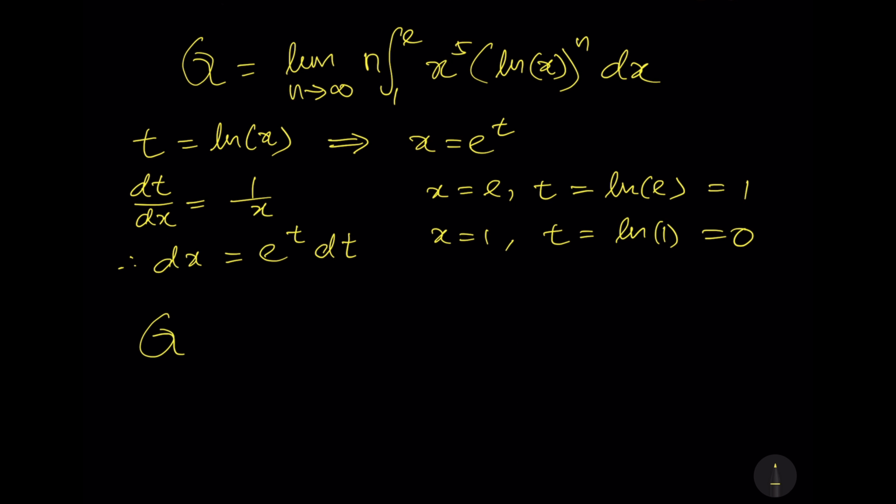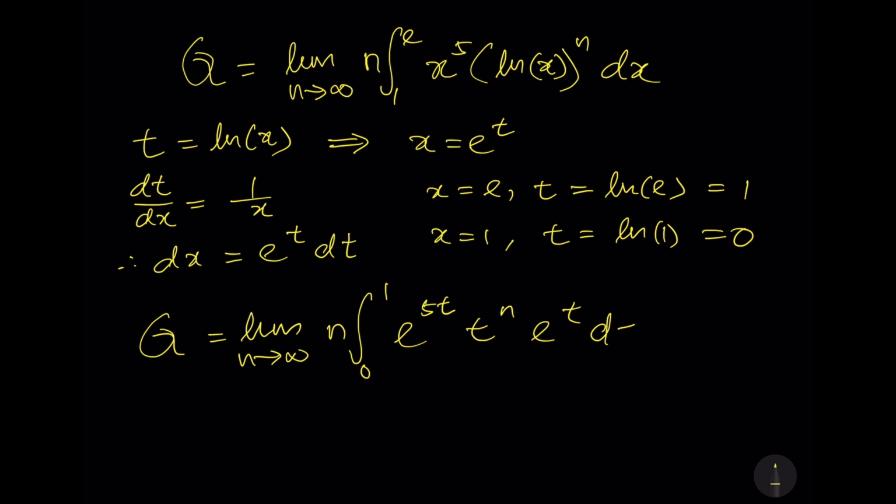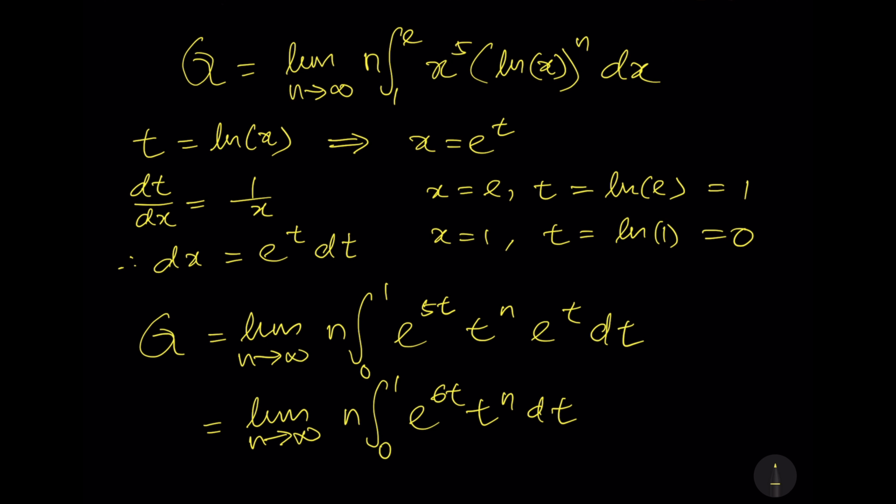We obtain Q equals limit n approaching infinity, n multiplied by the integral from 0 to 1 of e to the power 5t multiplied by t to the power n multiplied by e to the power t dt. Of course, we can combine e to the power 5t and e to the power t to become e to the power 6t.